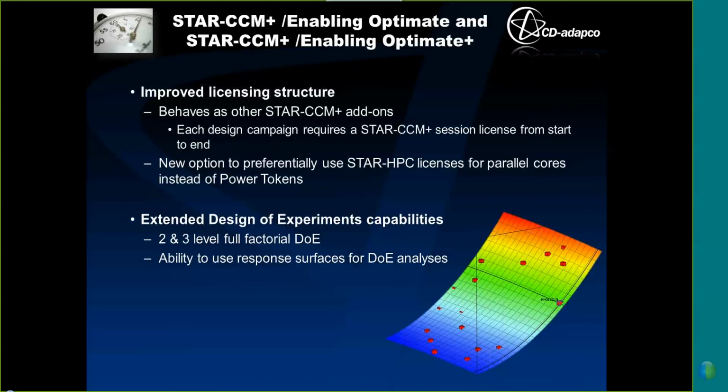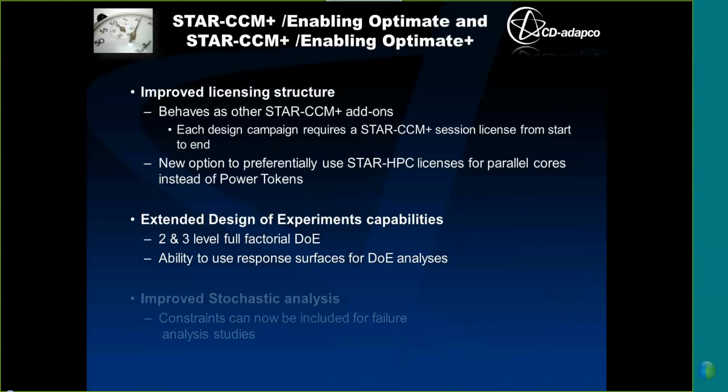We've also extended our design and experiment capabilities, so you can now do both 2 and 3 level full factorial design and experiments, and you can also input a response surface to use for design and experiment analysis. We have also improved our stochastic analysis so that you can include constraints for failure analysis studies if that's something of interest.